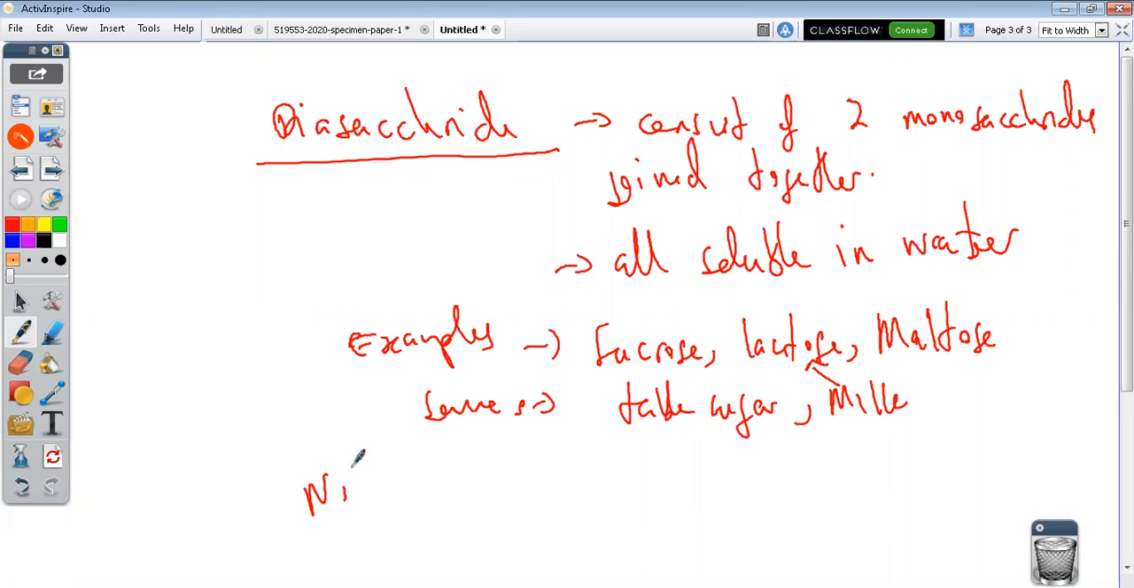So NB, there's something that you need to know. You can write that monosaccharides and disaccharides are known as reducing sugars.